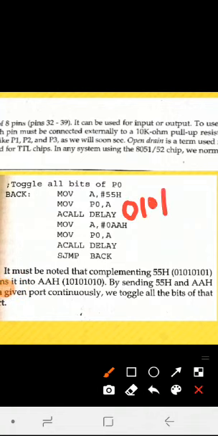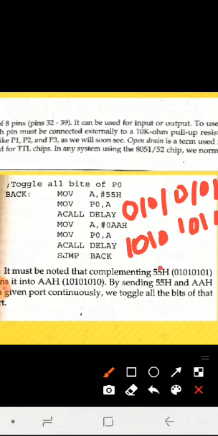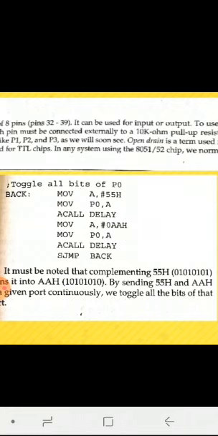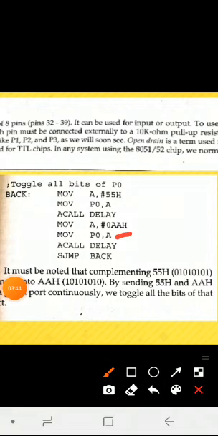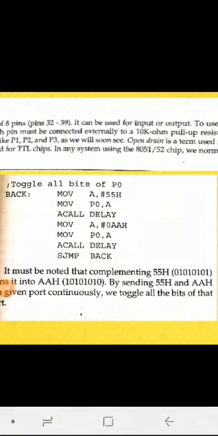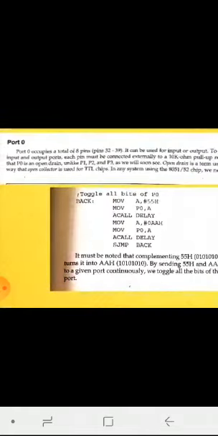0101 0101. The complement of this is 1010 1010, which is AA. So you are complementing 55 and sending the alternate bits 55 and AA, again from the accumulator to P0, and waiting, and this keeps repeating. So I said port 0 can be used as both input and output.